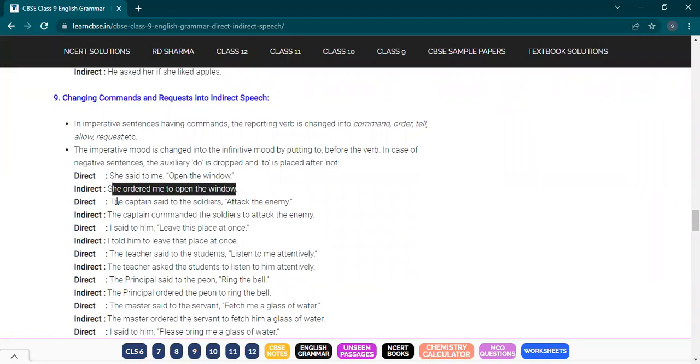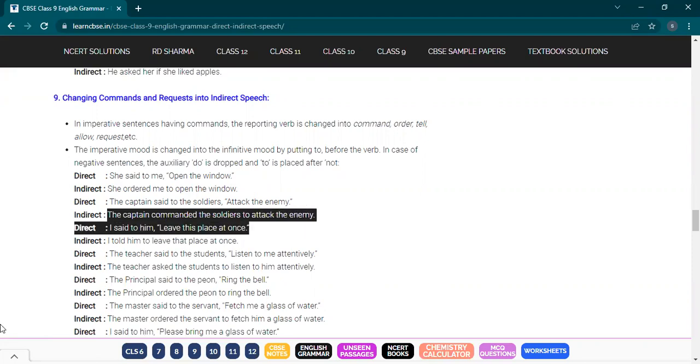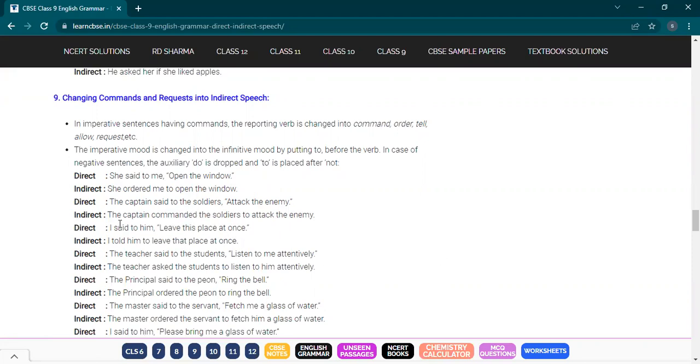The captain said to soldiers, attack the enemy. Ye bhi command hai. The captain commanded the soldiers to attack the enemy. I said to him, leave this place at once. यहाँ पे ordered भी आ सकता था. I ordered him to leave that place at once.